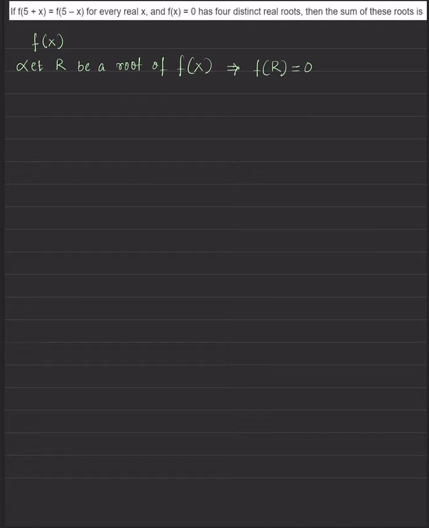Now, f of r, this input r, can be written as 5 minus r. We are just rewriting r as 5 minus r, because when you open this, 5 minus 5 will get cancelled and you will get an r. So we are just rewriting that. F of r can be written as f of 5 minus r.